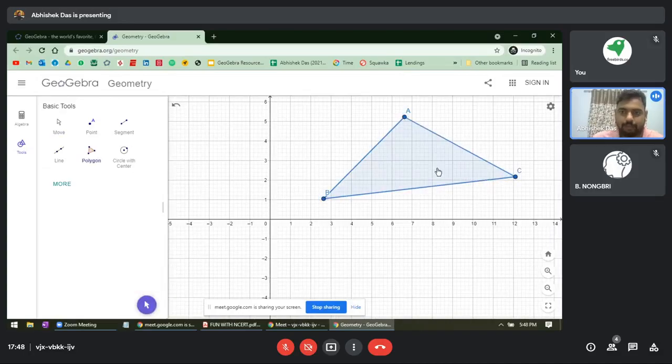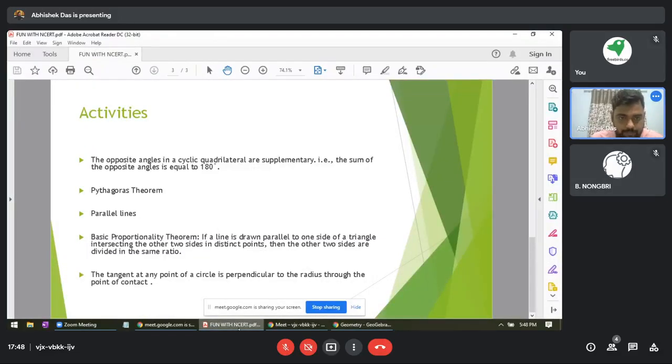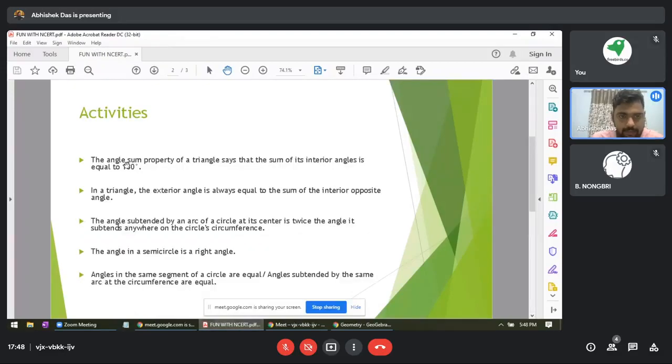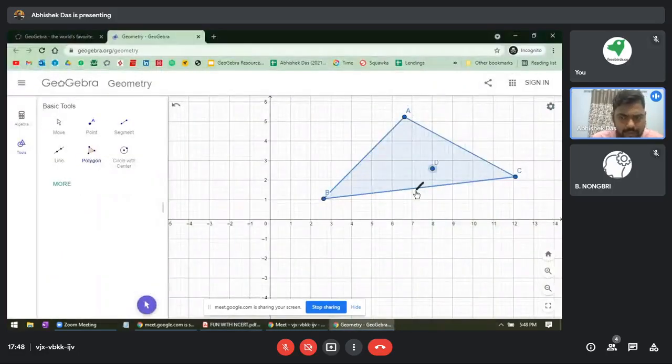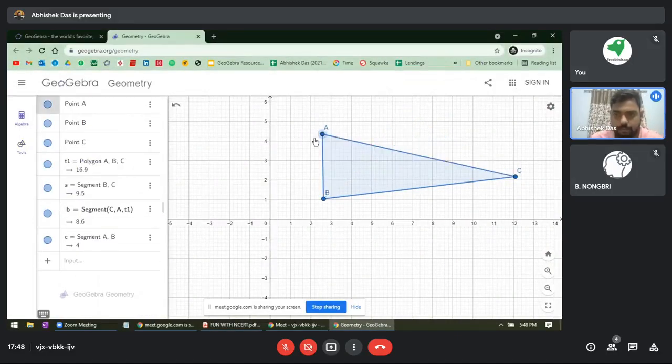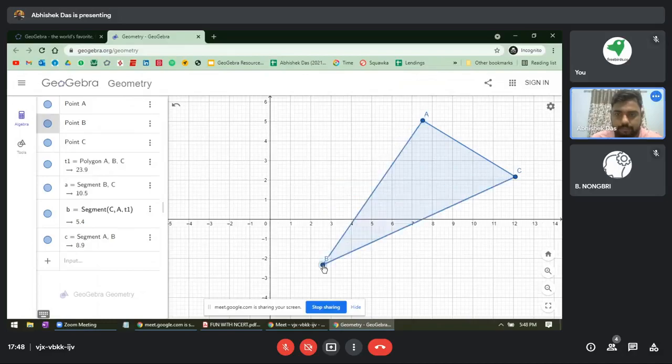Let me draw a polygon. First, we'll draw a triangle on the right. Now, I want to prove the angle sum property, which is that the sum of the interior angles of a triangle is equal to 180 degrees. And we've got this triangle, right? Now, once you draw the triangle, you can move these points.